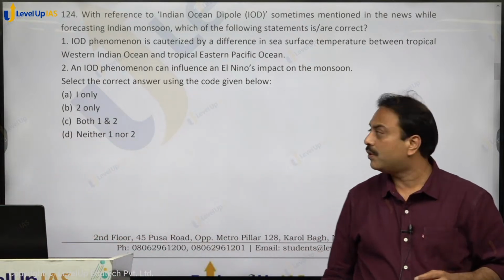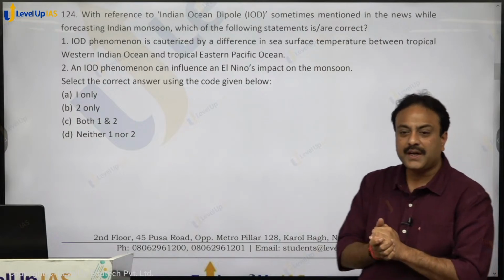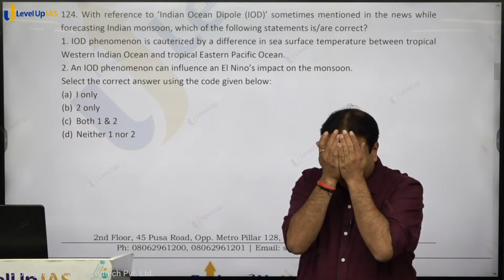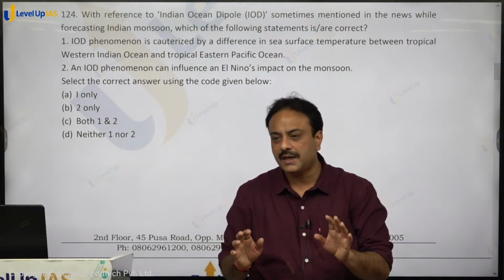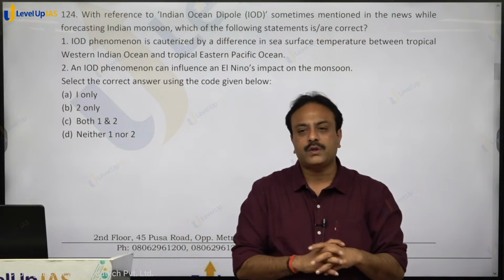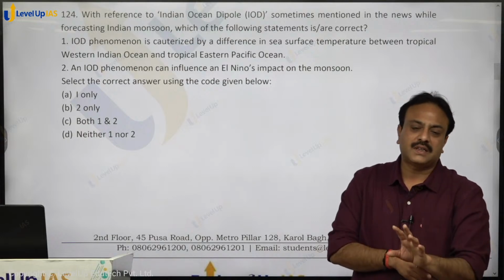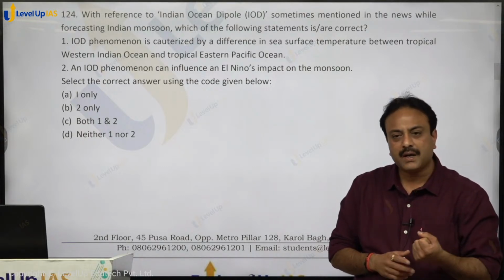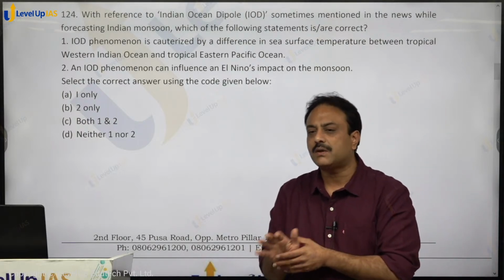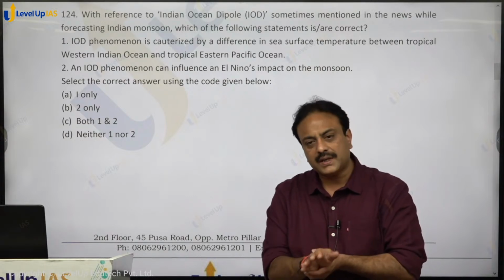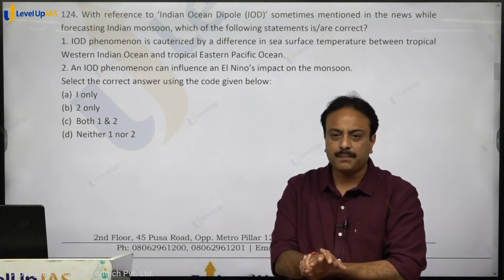IOD phenomena, Indian Ocean dipole, sometimes mentioned in news. What is it? Indian Ocean dipole means it measures the temperature conditions in the Indian Ocean, Eastern Indian Ocean and Western Indian Ocean. The temperature is measured and compared. That decides whether Indian monsoon will be a stronger one or a weaker one. If the Western Indian Ocean records higher temperature, it is called the positive phase of the Indian Ocean dipole. And if the Western part records less temperature, it is called the negative phase of the Indian Ocean dipole, depending upon the temperature conditions.